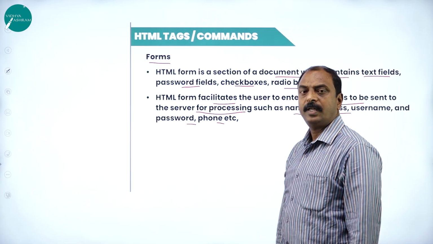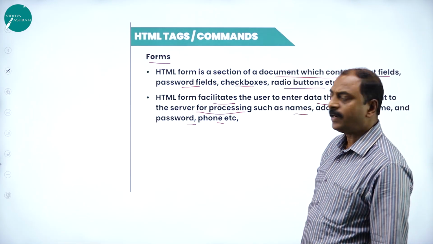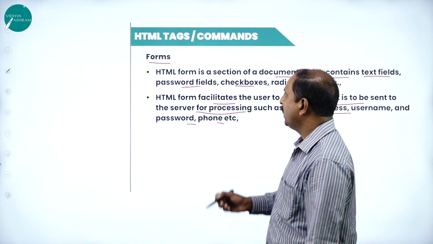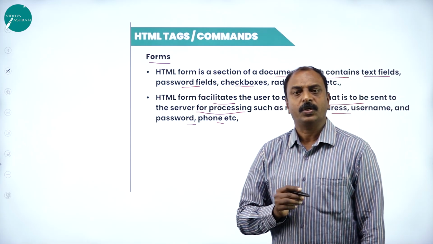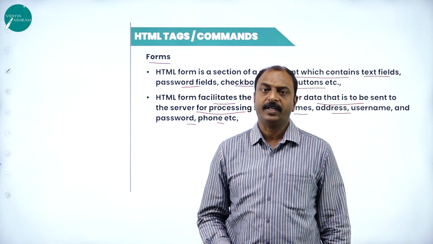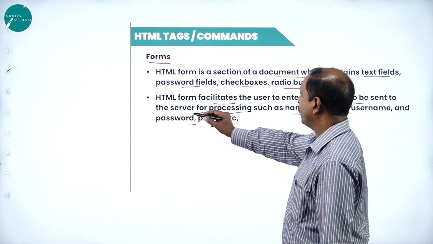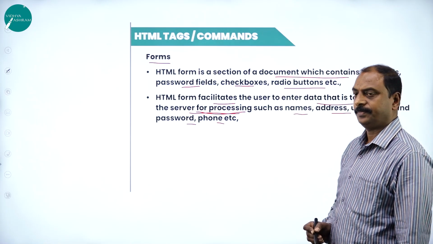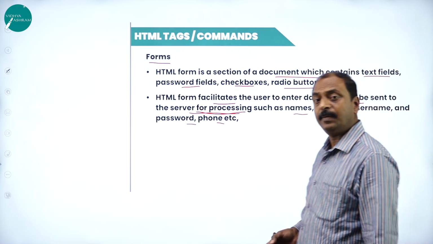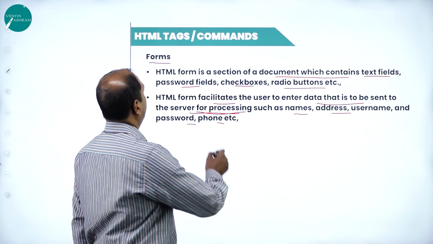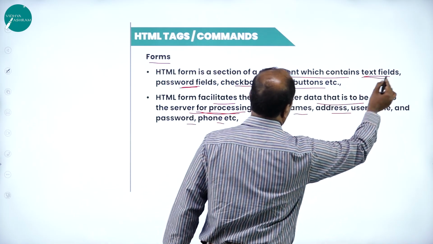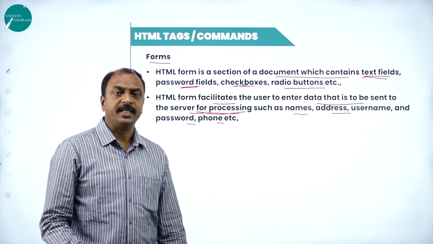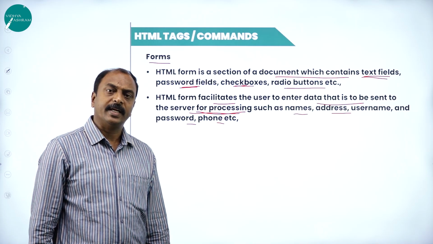So here, with the help of HTML tags, you can prepare forms or electronic forms, and whatever data you fill in the different fields of the electronic form goes to the server directly. That is the meaning of e-form or electronic forms. And electronic forms have different elements: password field, username, text field, checkboxes, radio button, submit, reset. All these are different elements of an electronic form.